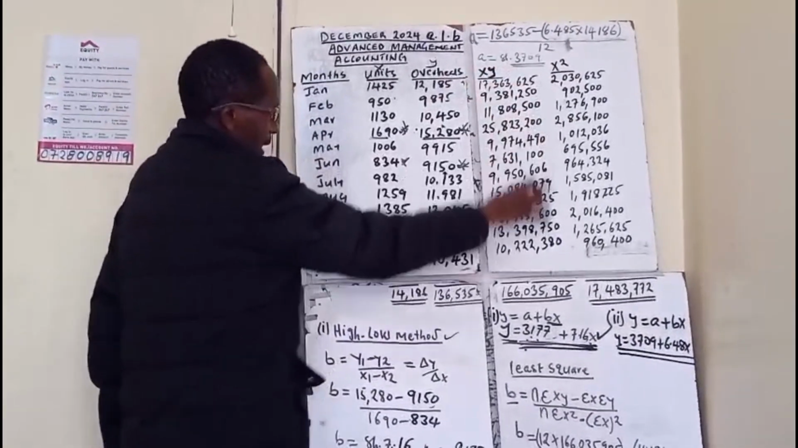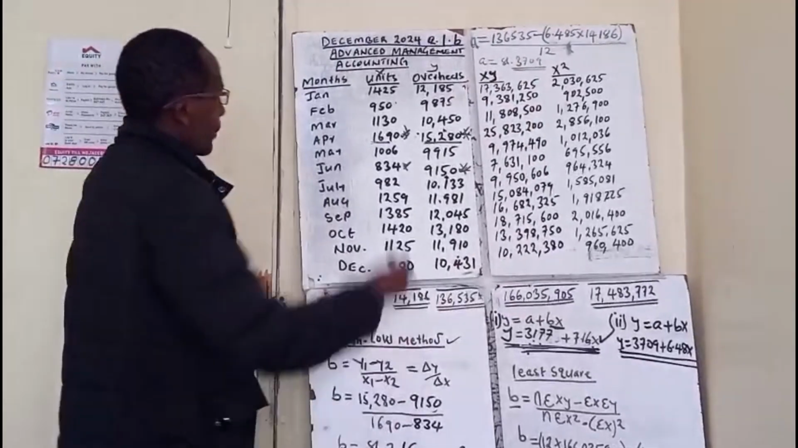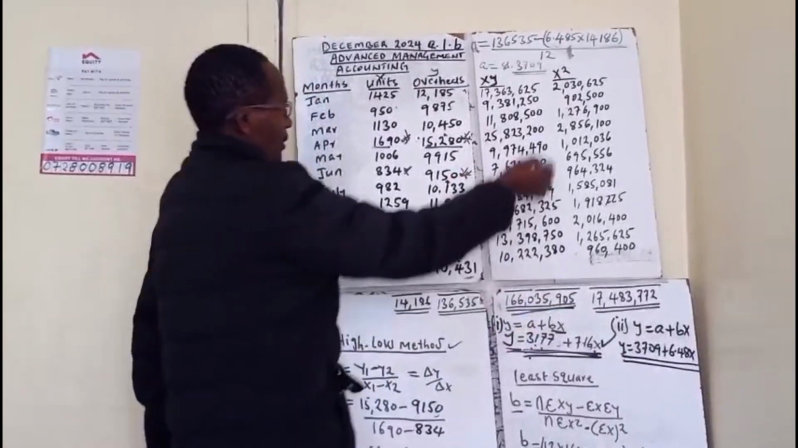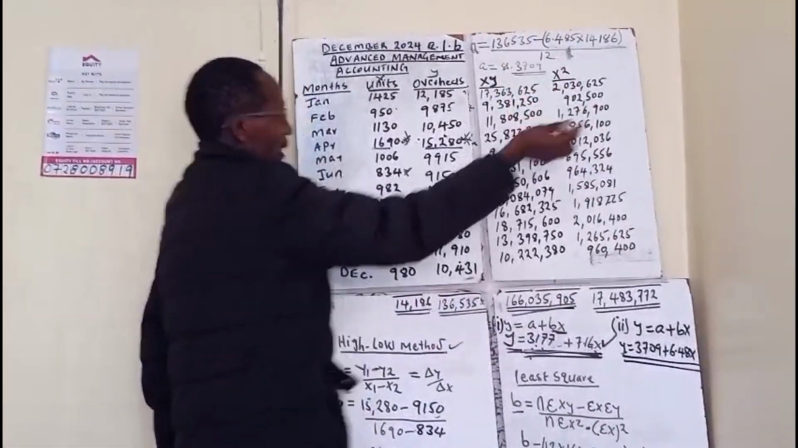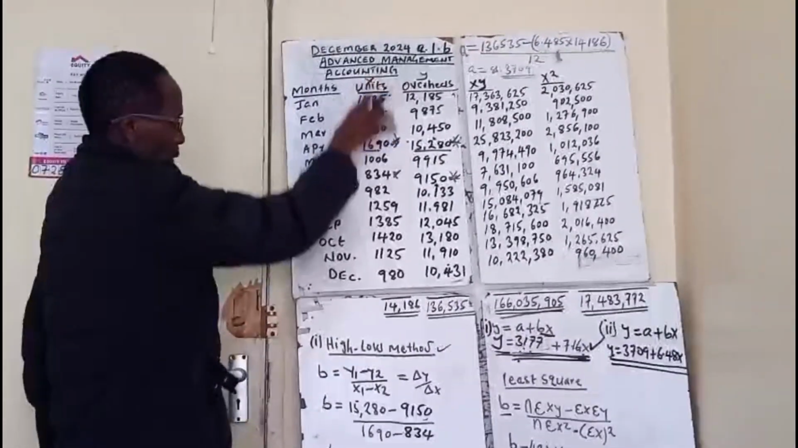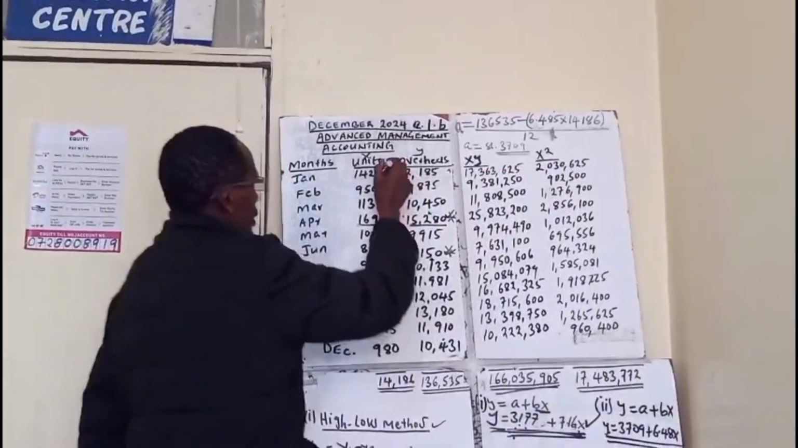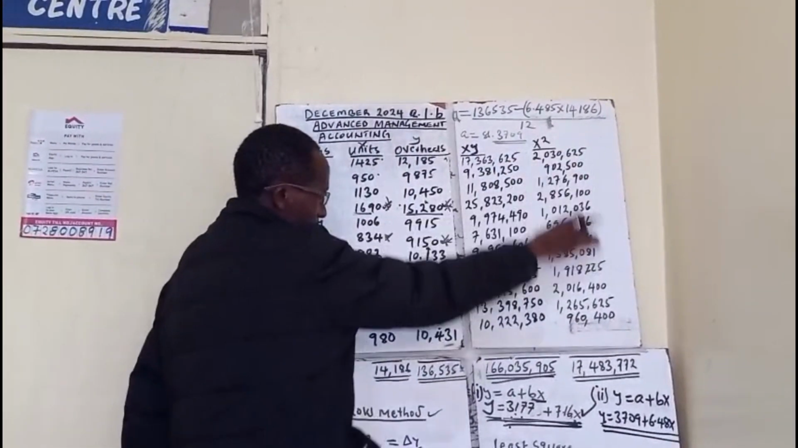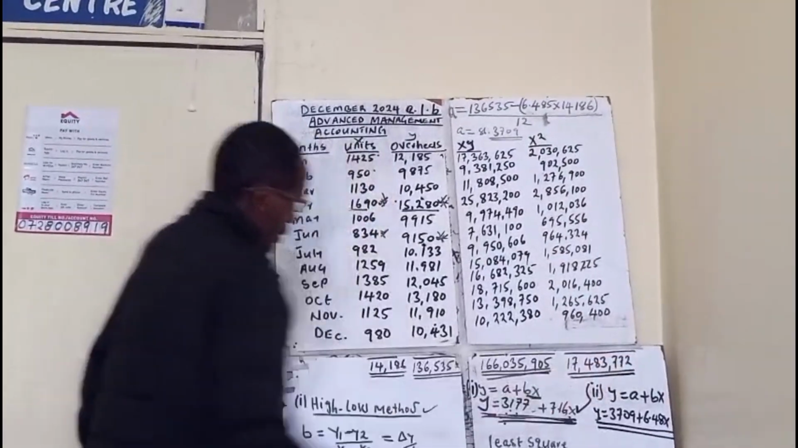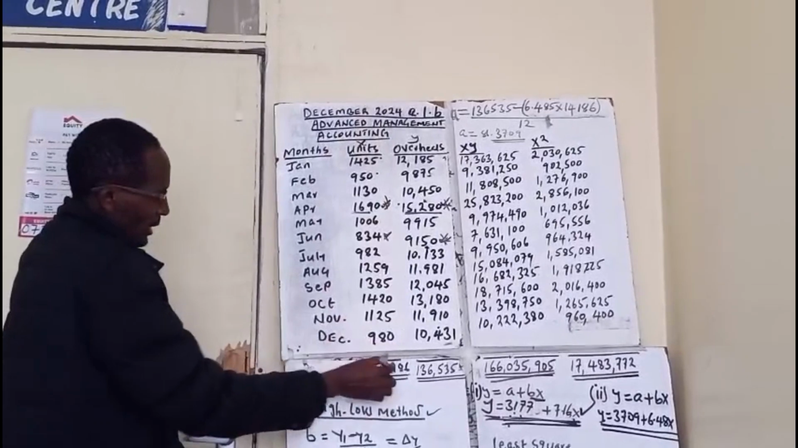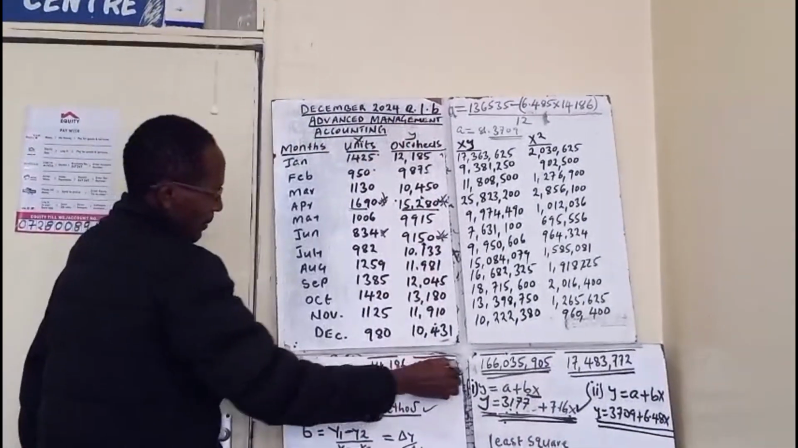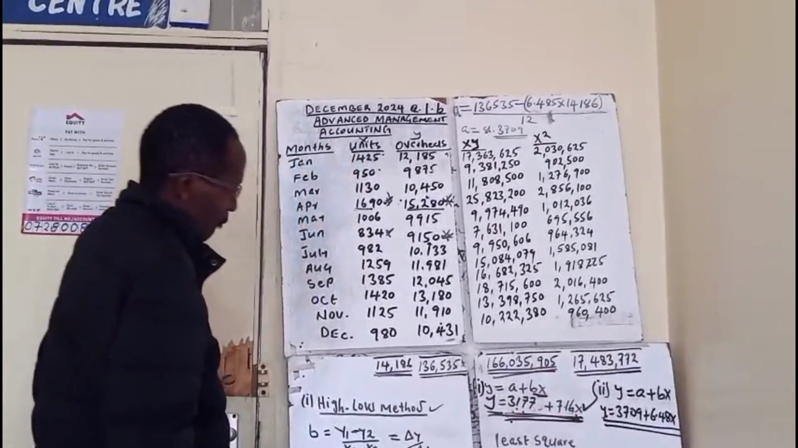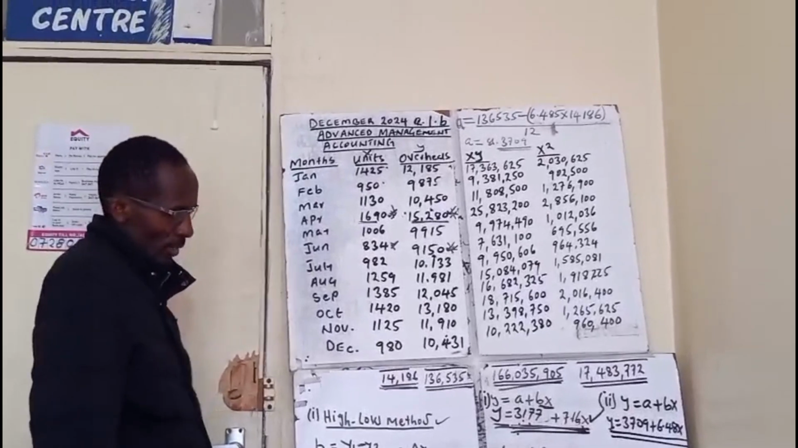So you have to get this column by multiplying x by y. Then summation, you add all of them. The other column that you include is x squared. That is, you square these numbers, for example, this one, and this one. And then you add them downwards, you get this one. So make sure you have summation of x, summation of y, summation of xy, and summation of x squared, because your formulas will require those numbers.